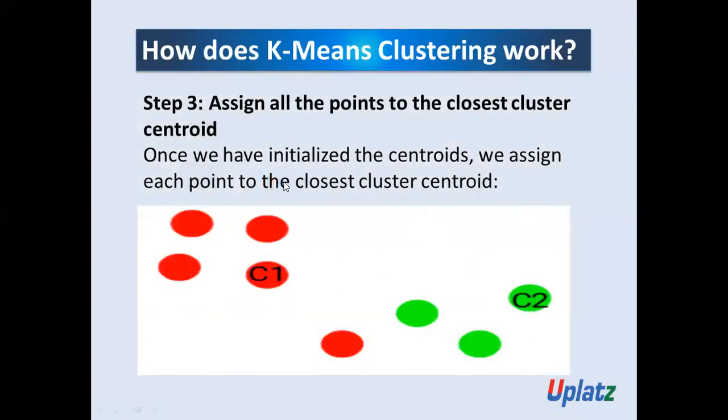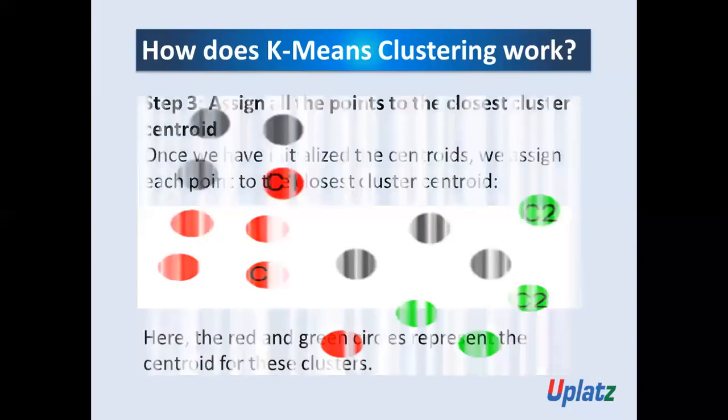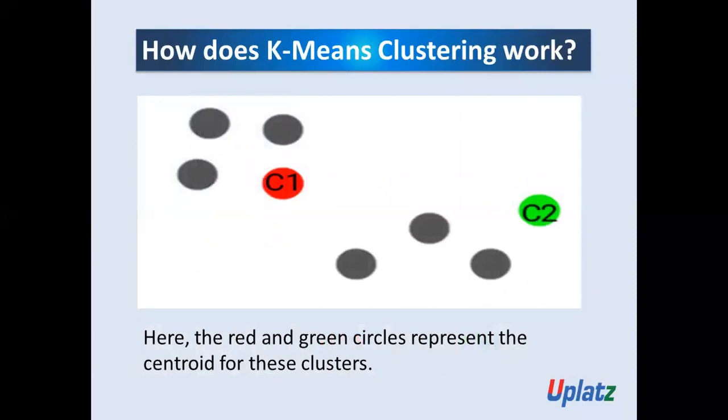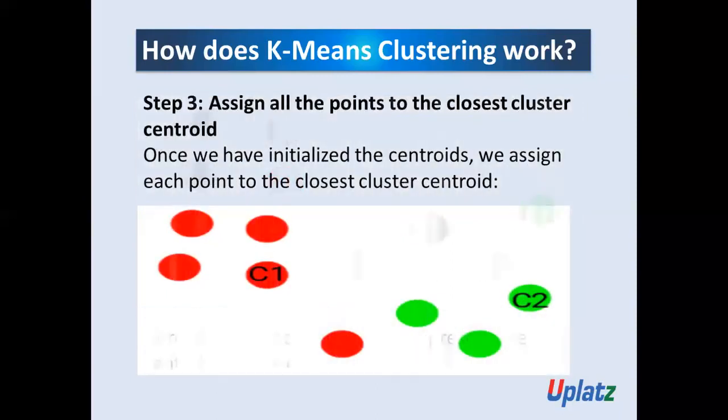Got it? First step is to choose the number of clusters. Second step is to randomly select the centroids for the clusters. We have selected 2 clusters here, C1 and C2. After that, assign all the points to the closest cluster centroid. We can assign each point to the nearest cluster centroid. So it looks like there are 5 red points and 3 green points. Now let's see the fourth step.